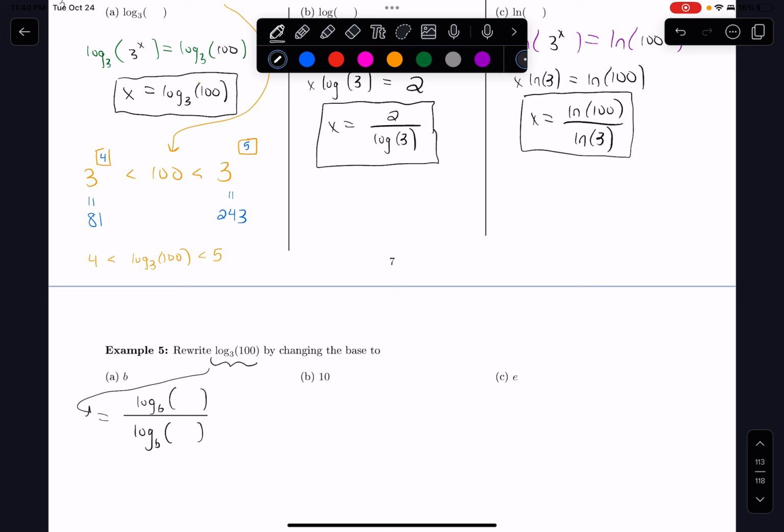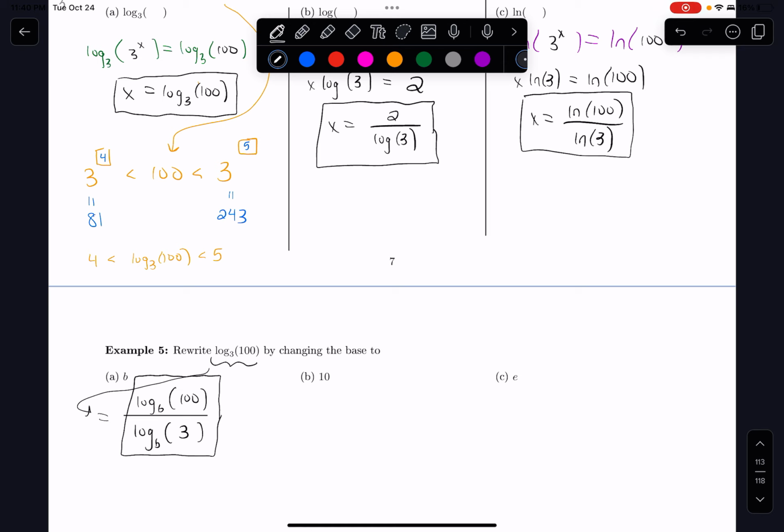And remember the memory trick for knowing what goes on the top and what goes on the bottom? It's these two numbers that I see here, and the one that's written higher up on the page, which is the 100, goes on the top. And then the one that's written lower on the page, which is the 3, right? Because that's a subscript that's written lower on the page. That goes inside on the bottom. That's just a memory trick for remembering that. Okay, so that's what it would look like if you change this using change of base to b.